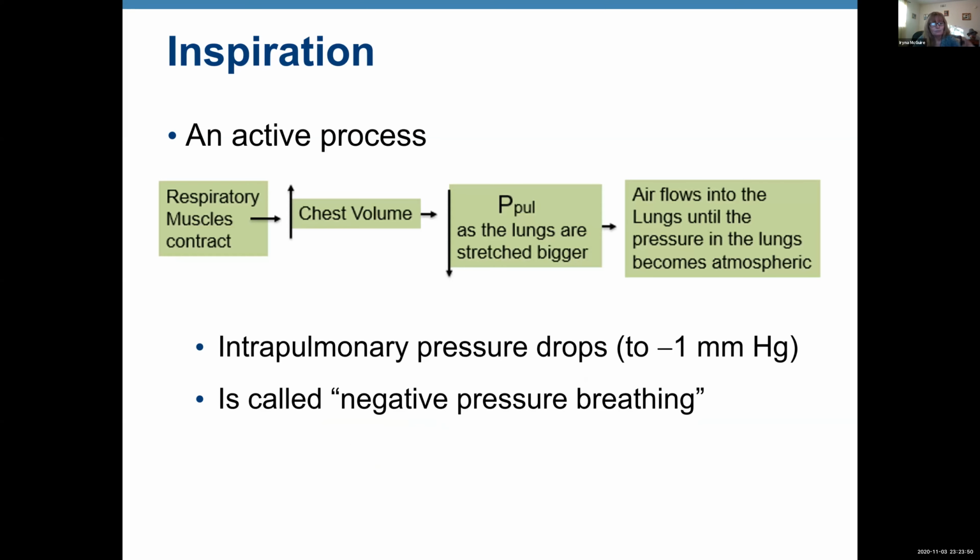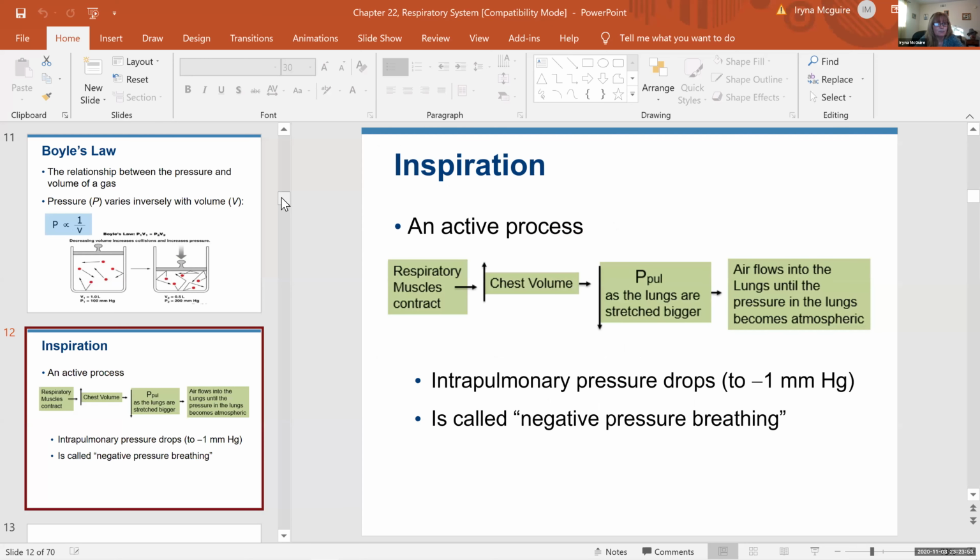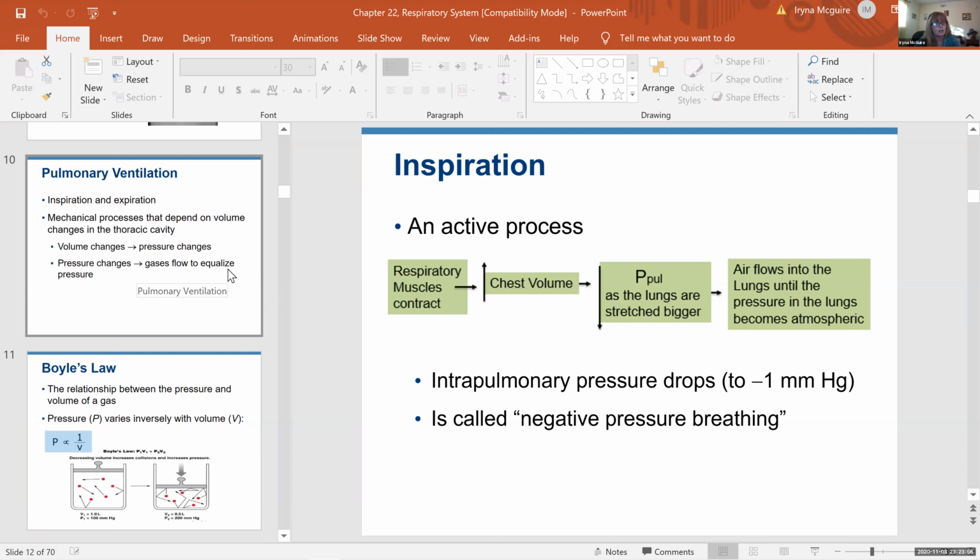Okay, so we said that air moves in and out because the volume of the thoracic cavity changes, pressure changes, and air flows from high pressure to low pressure. And we also know when volume gets larger, pressure gets smaller. Volume increase, pressure decrease. Volume decrease, pressure increase, because they are inversely proportional. Now we can really understand the process of inspiration.